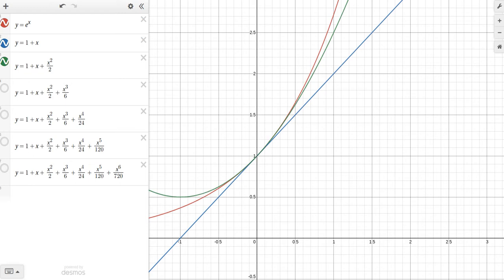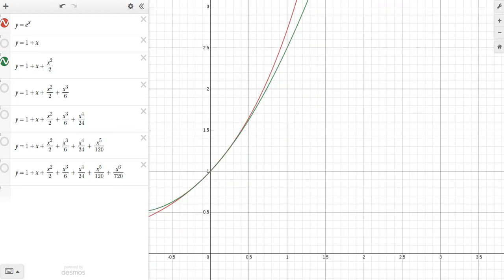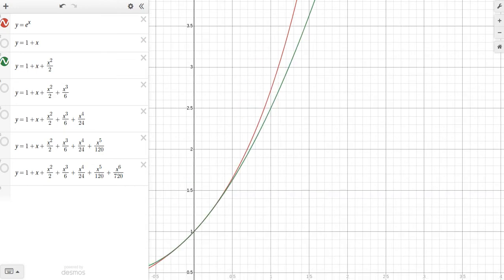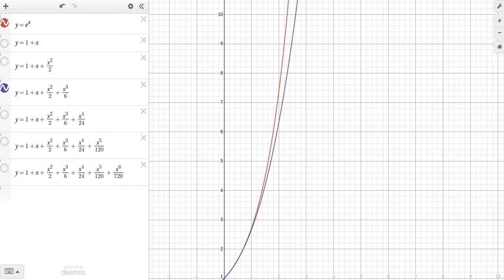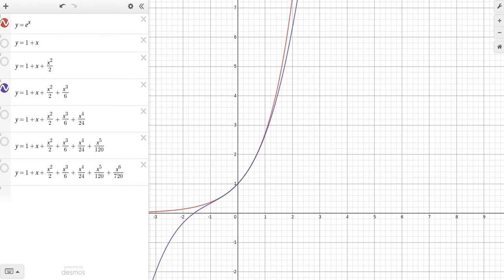If I add a quadratic term, I get agreement for a little less than half for x values, and then they diverge again. I add a cubic term and things start to look a little better, but they still diverge. They agree until, let's call it 1.